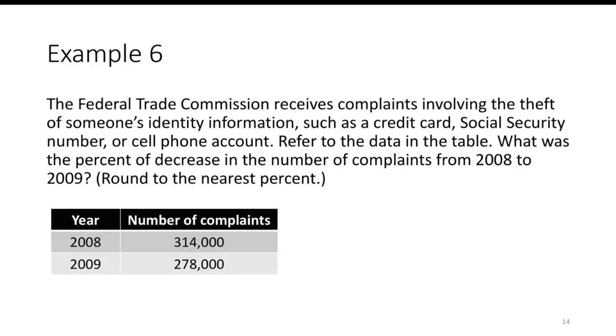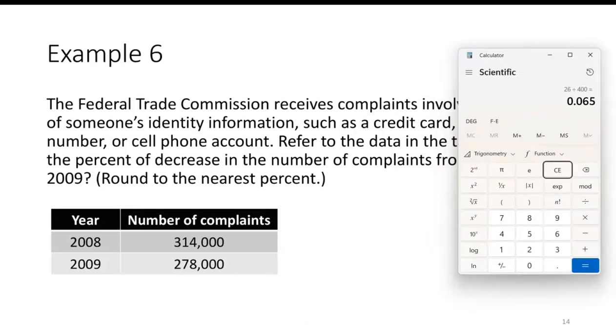So, for example, the Federal Trade Commission receives complaints involving the theft of someone's identity information, such as credit card, social security number, or cell phone account. Referring to the data you see in the table, what was the percent of decrease in the number of complaints from 2008 to 2009 to the nearest percent? First off, you see 2008 there were 314,000 complaints, 2009 278,000. So the amount of decrease would be 314,000 minus the 278,000.